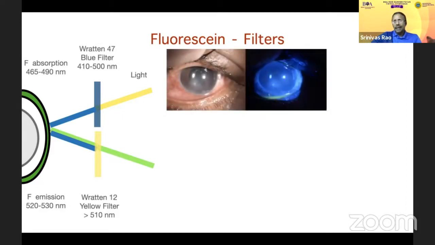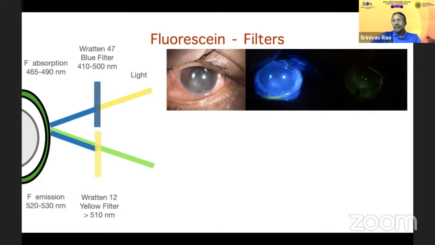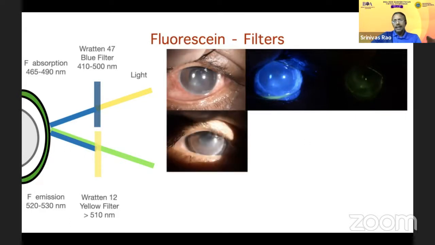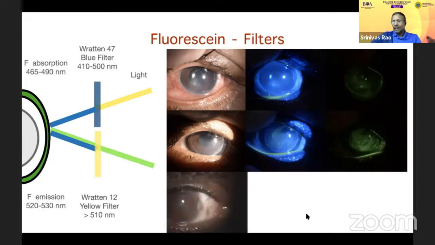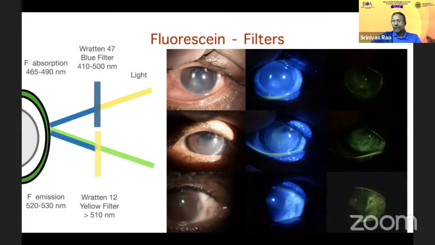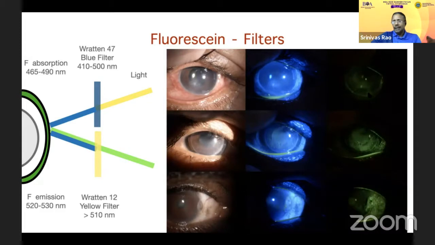So this is an early keratitis where you can see that the yellow filter highlights the staining. This is a disintegrating dendrite following DALK with herpes simplex keratitis. And this is an elevated lesion due to ocular surface squamous neoplasia. And you can see in all of these, the yellow filter enhances the staining.